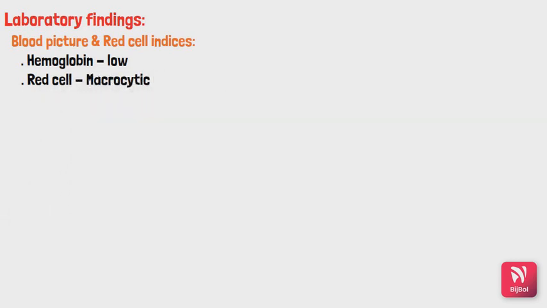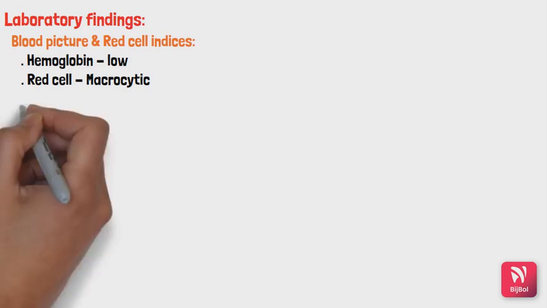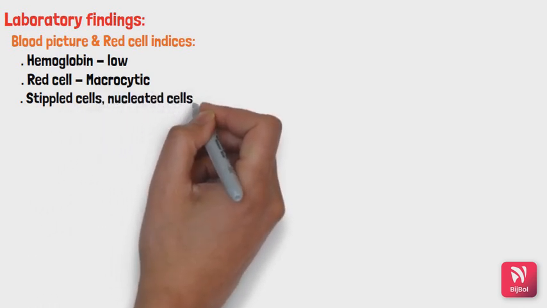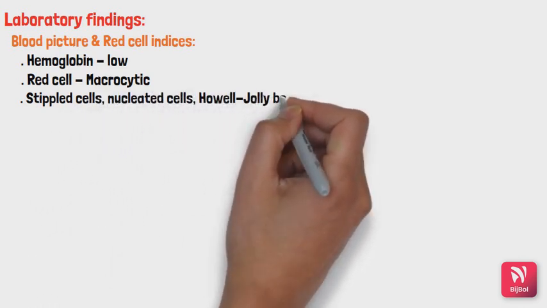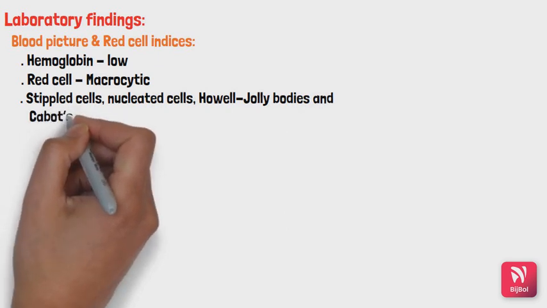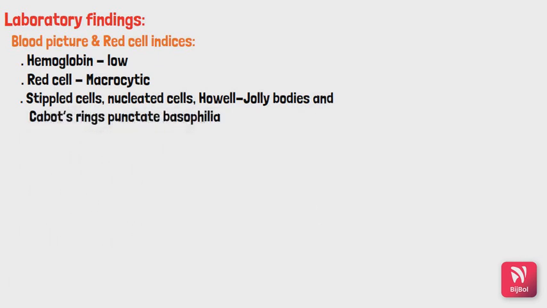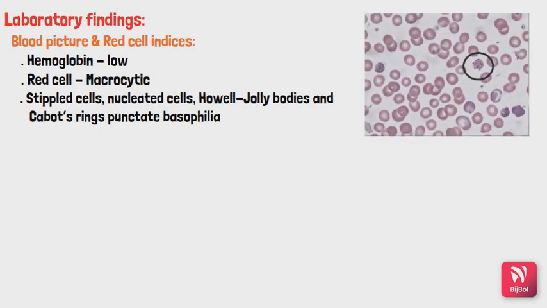And along with that, if you take a peripheral smear, you can see features like stippled cells, nucleated RBCs. Usually RBCs will not be nucleated, only its precursors are nucleated. And we can see Howell Jolly bodies which contain basophilic nuclear remnants, and Cabot rings wherein thread-like strands will be seen in RBCs.